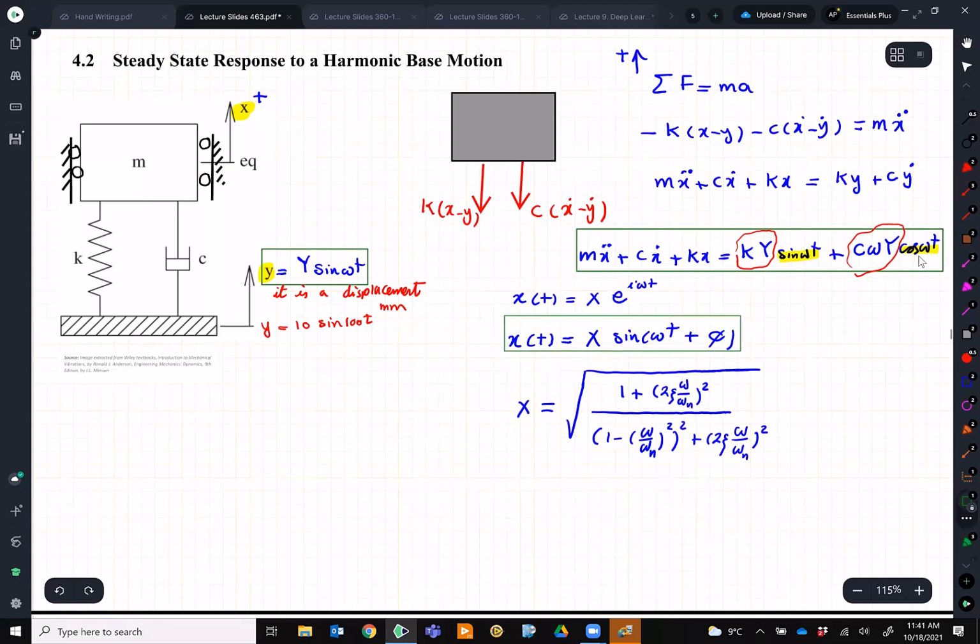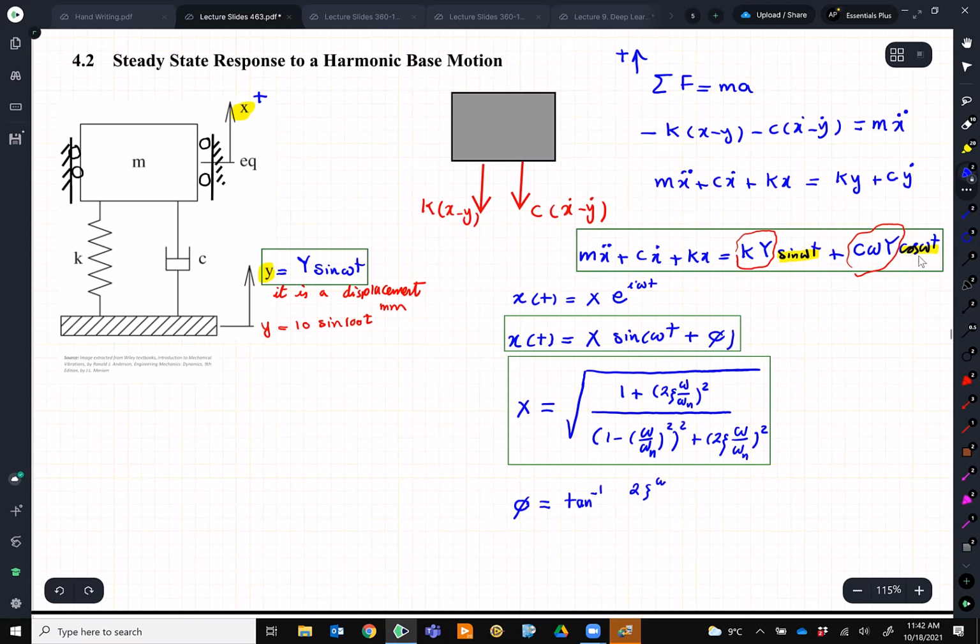This is the amplitude of vibration. And what about phi? Luckily, phi has the same function as before. Tangent inverse of 2 zeta omega over omega n over 1 minus omega over omega n squared. Except, don't forget, this one has a negative sign. Everything is similar to the previous one.